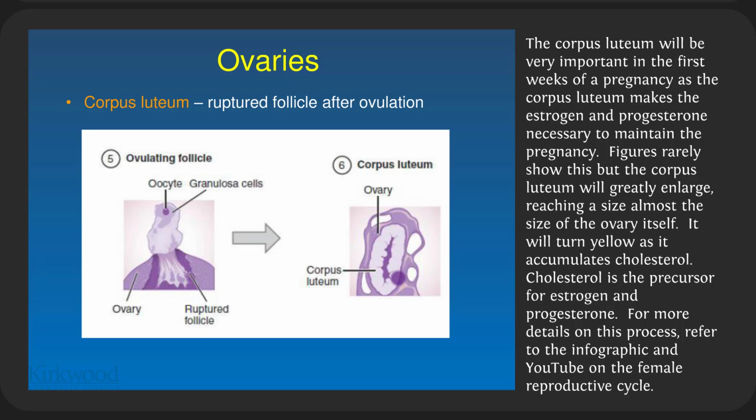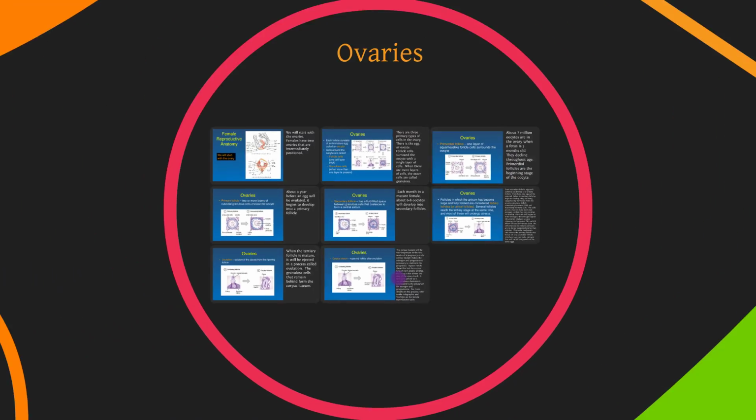Figures rarely show this, but the corpus luteum will greatly enlarge, reaching a size almost the size of the ovary itself. It'll turn yellow as it accumulates cholesterol. And why cholesterol? Because cholesterol is the precursor for estrogen and progesterone. For more details on this process, refer to the infographic and the YouTube on the female reproductive cycle.